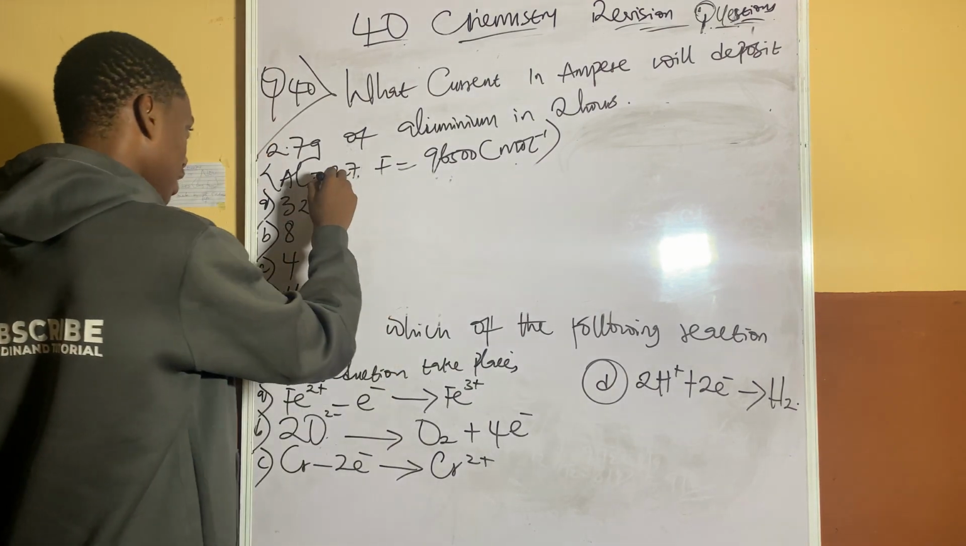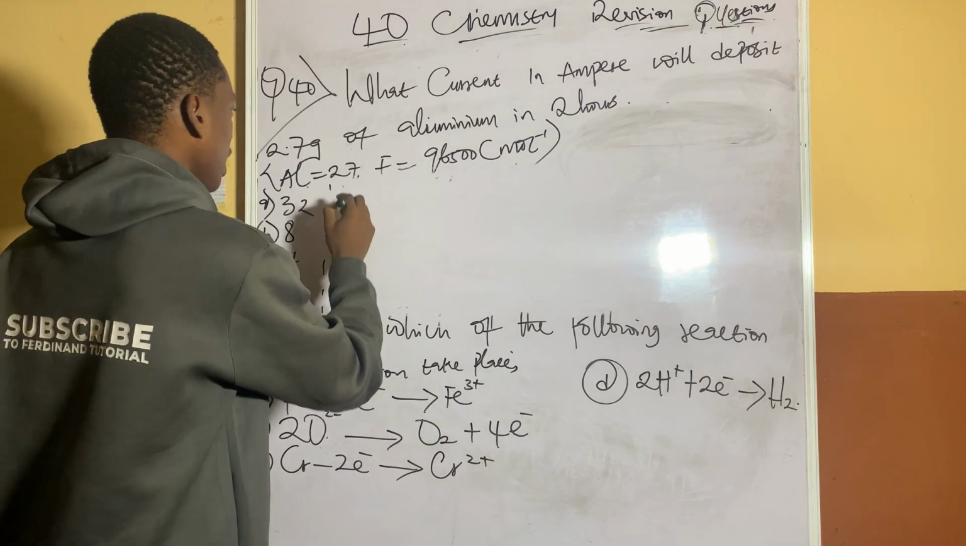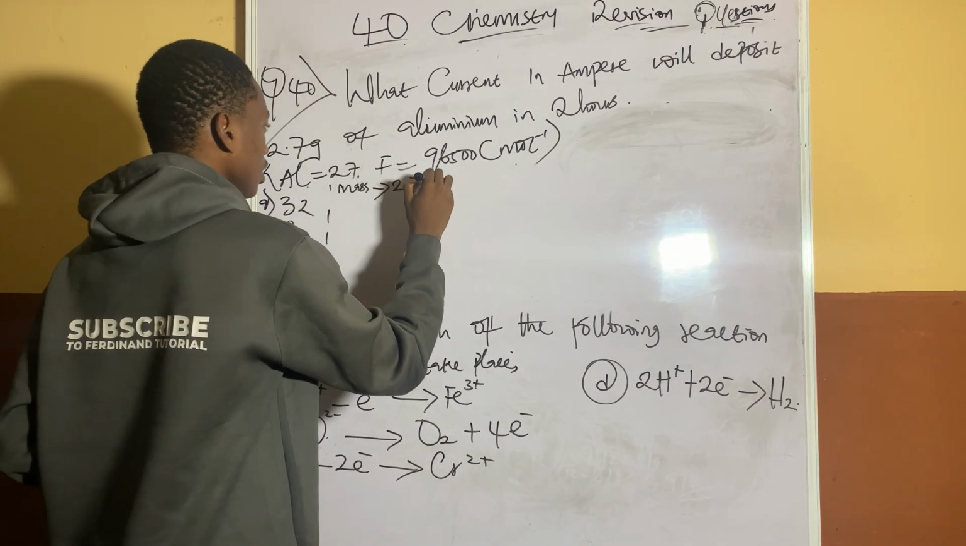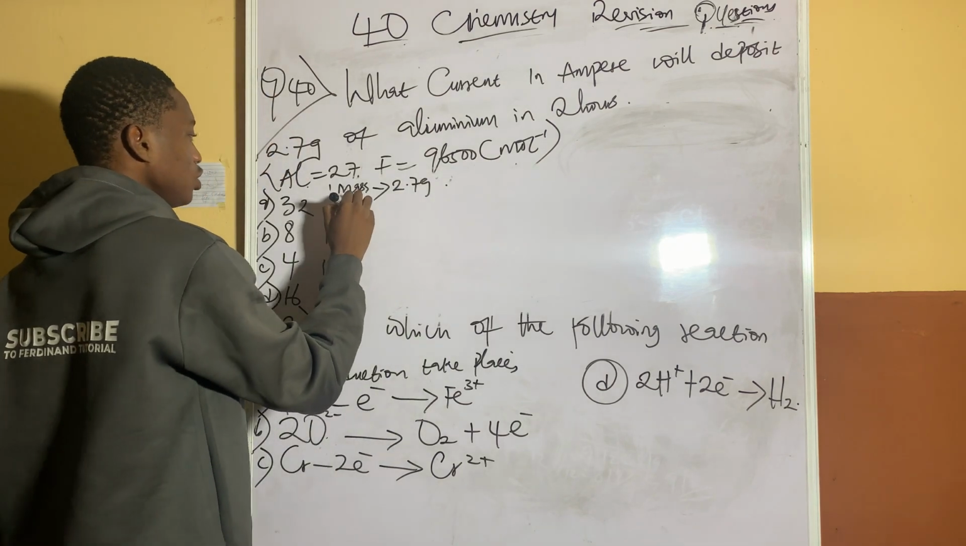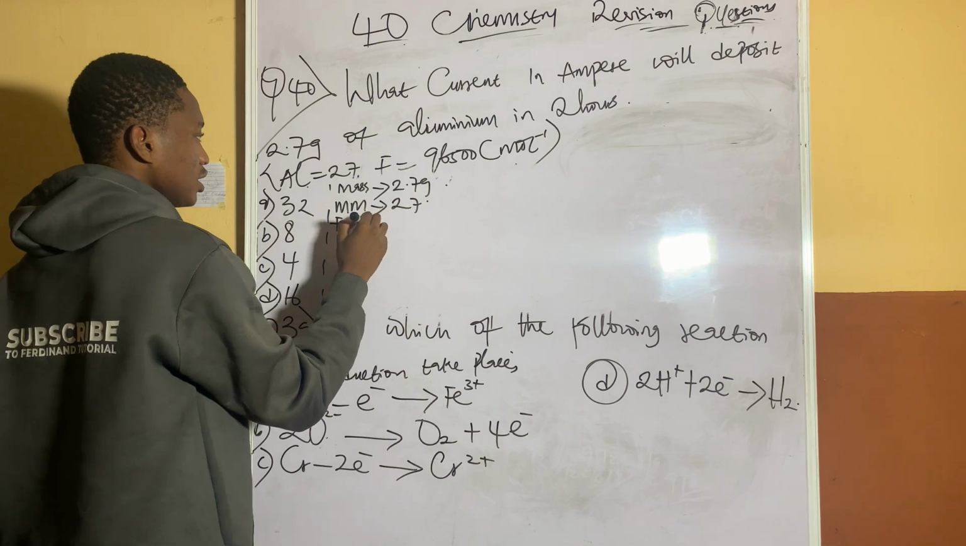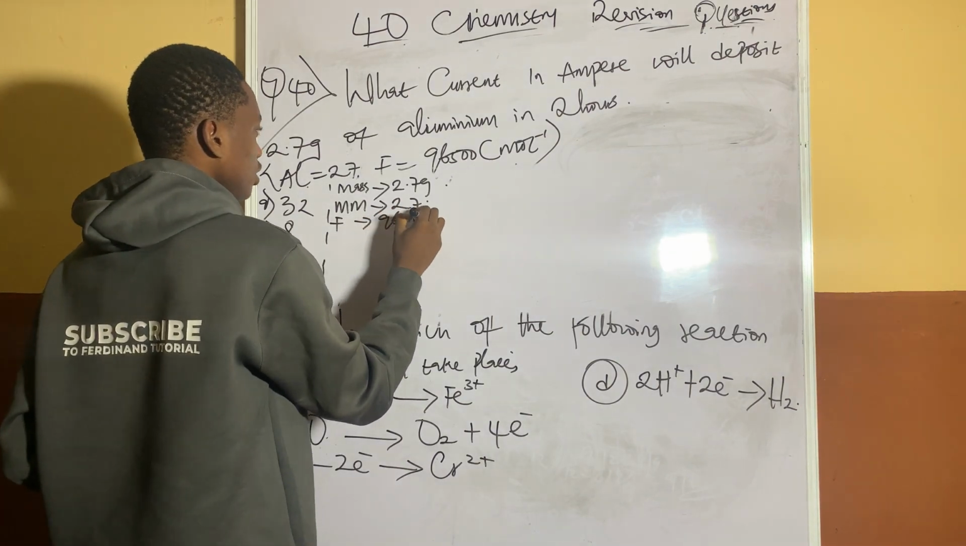Now let's look at the parameters that we're given. They give us mass as 2.7 grams. They give us molar mass of aluminium as 27. They give us Faraday constant as 96500. What else did they give us?